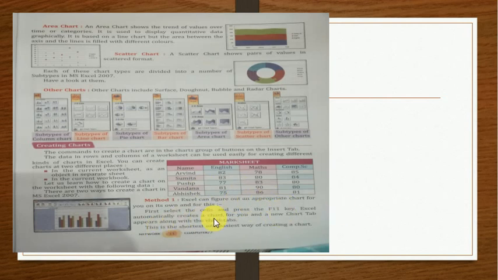Excel automatically creates a chart for you, and a new chart tab appears along with the sheet tabs. Okay, this is the shortest and the easiest way. What you have to do is just select the cells and then press the F11 key.